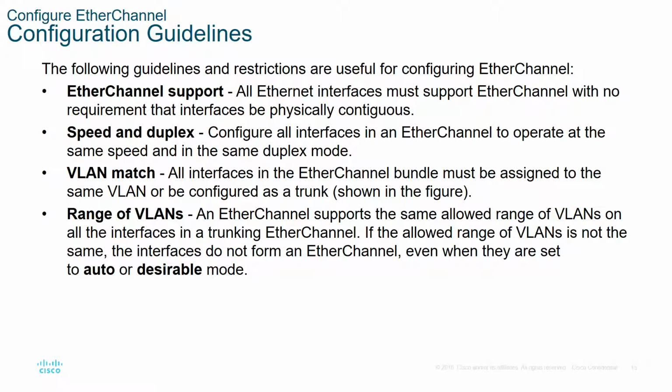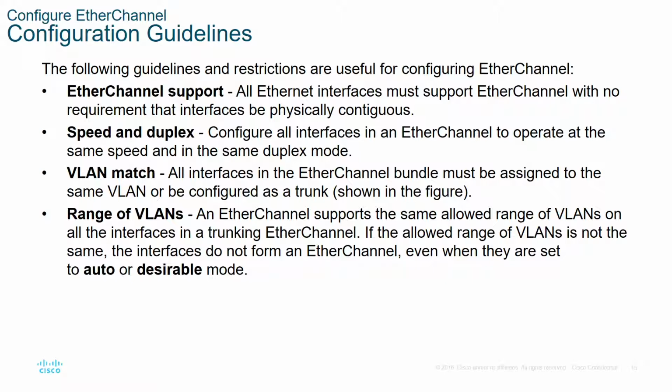Configuration guidelines. The following guidelines and restrictions are useful for configuring EtherChannel. EtherChannel support: all Ethernet interfaces must support EtherChannel, with no requirement that interfaces be physically contiguous. Speed and duplex: configure all interfaces in an EtherChannel to operate at the same speed and in the same duplex mode. VLAN match: all interfaces in the EtherChannel bundle must be assigned to the same VLAN or be configured as a trunk.